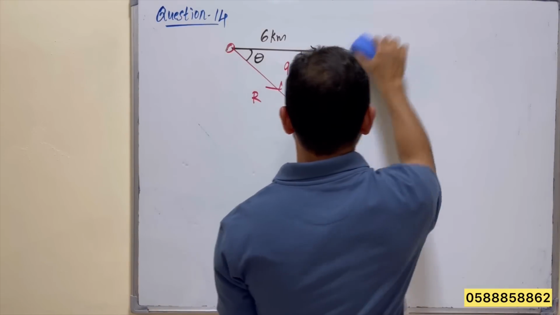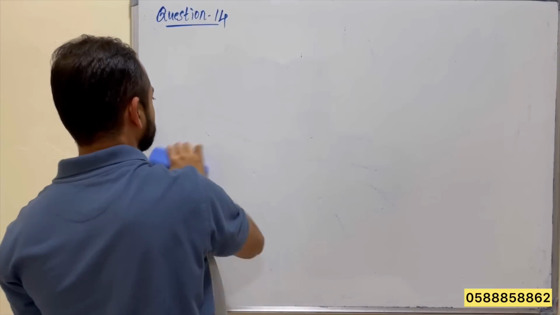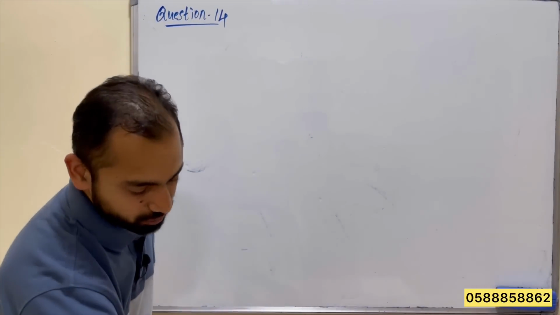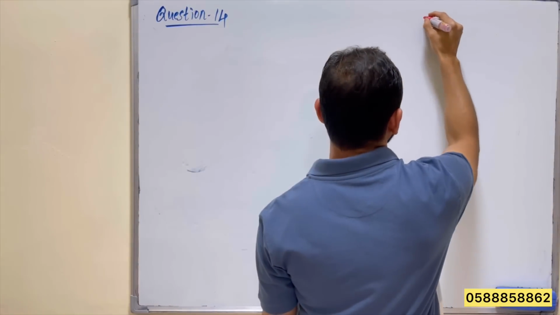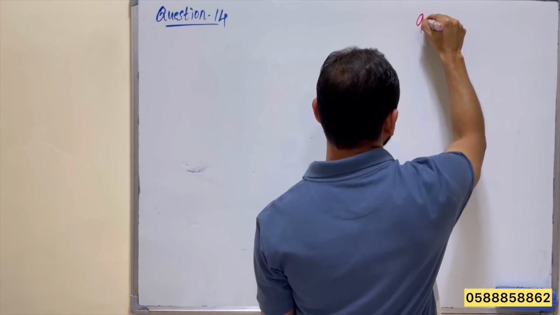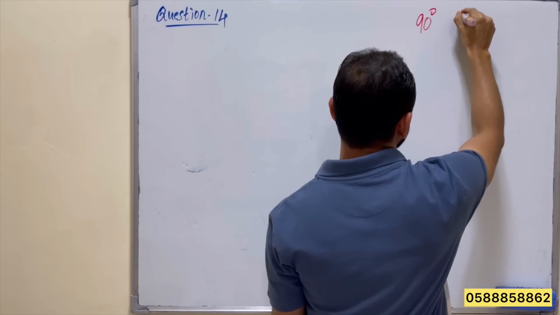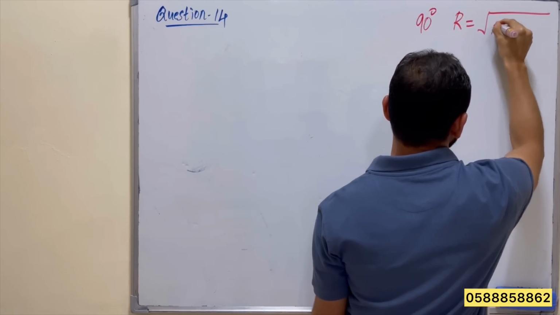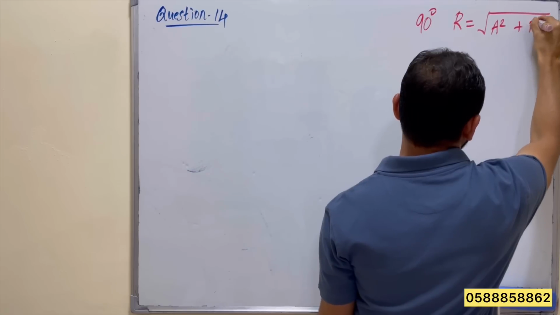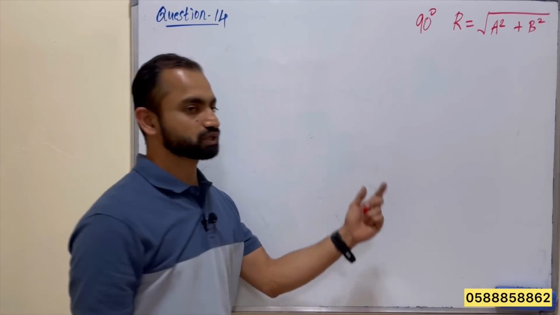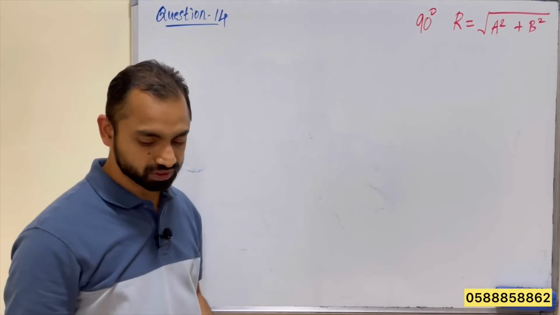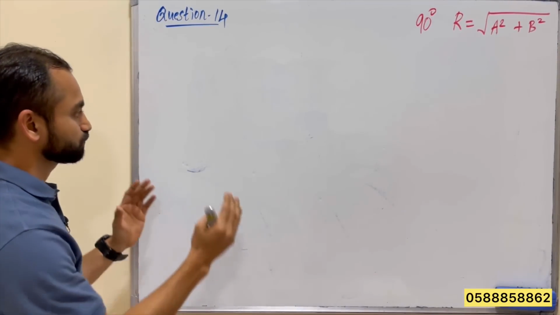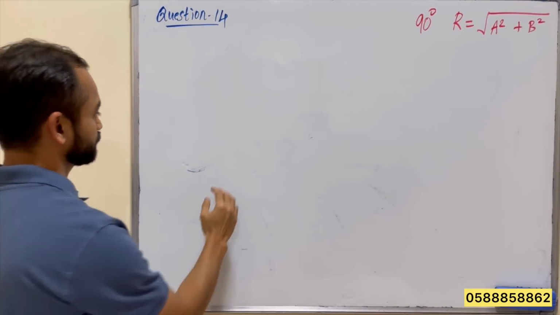So we have done one type of question. What is that type? That type is if the angle between two displacements or two forces is 90 degree, then to find the resultant you will use square root of a square plus b square, means one square plus the other square. There is no first and second, there is one and the other.